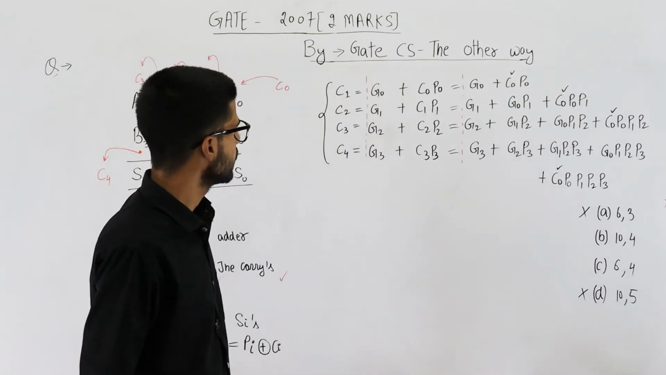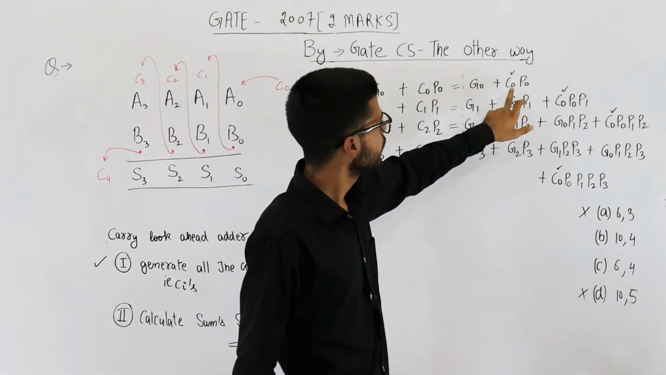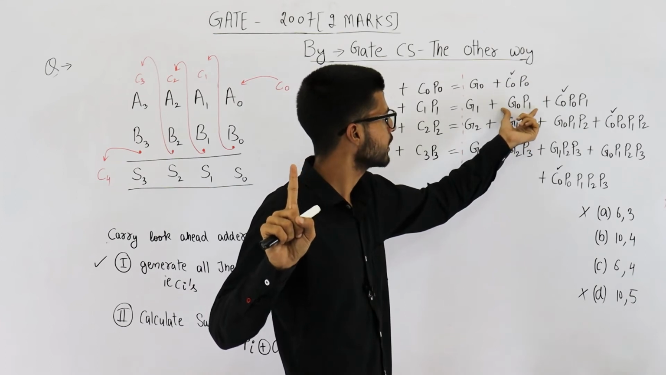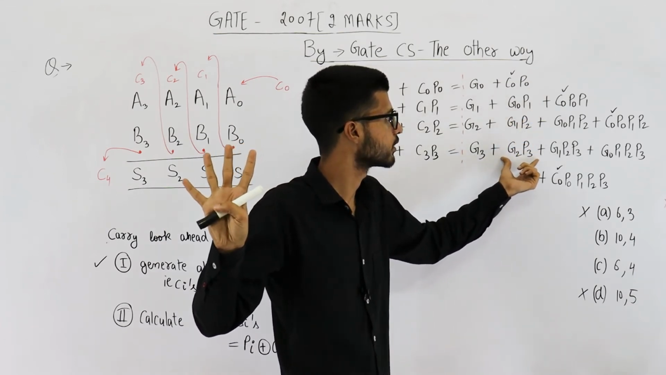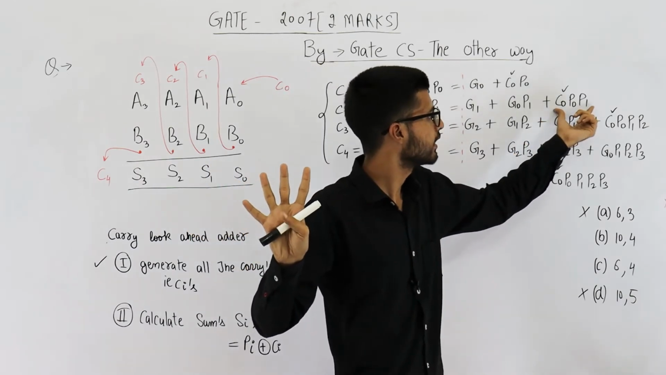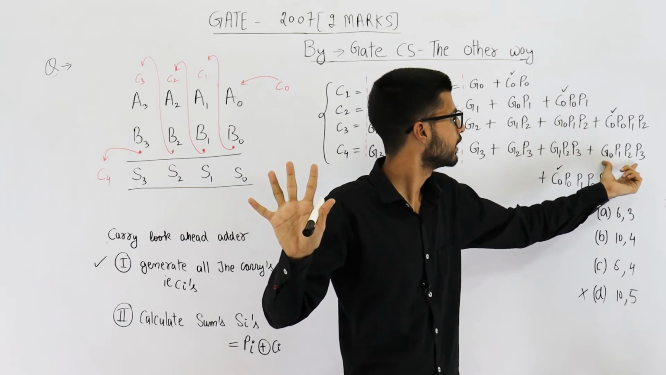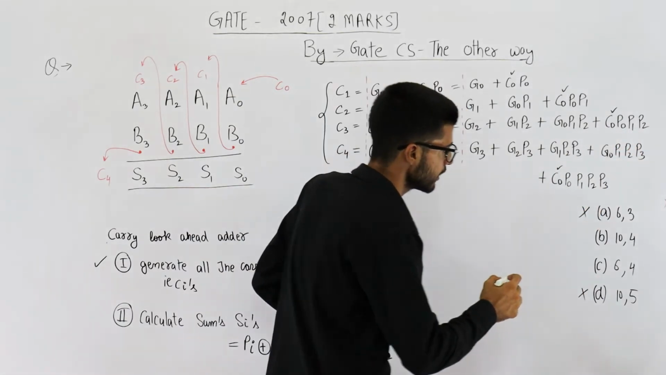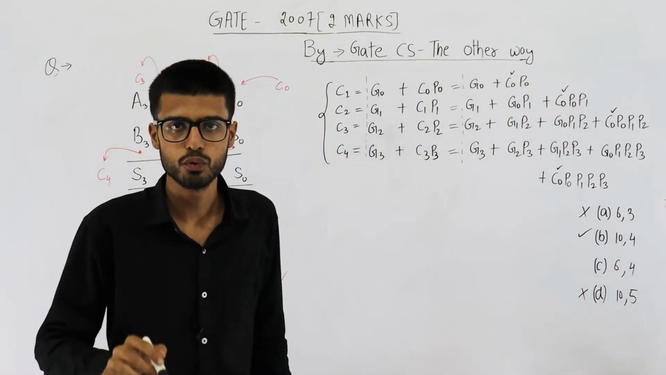Now let us see how many AND gates will be used. We need to calculate AND of C0, P0. One gate is used here, then one gate is used here, one gate is used here, one gate is used here. Then one gate will be used here. 5, 6, 7, 8, 9, 10. Okay, 10 gates are used. That means the answer is B, 10 AND gates and 4 OR gates.